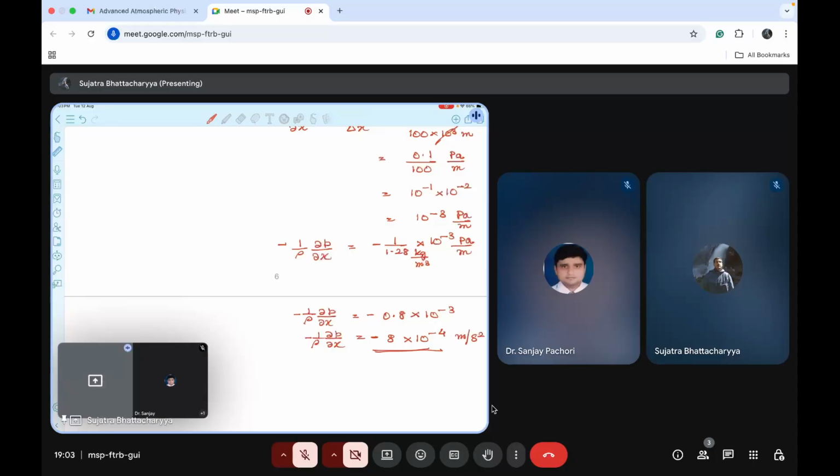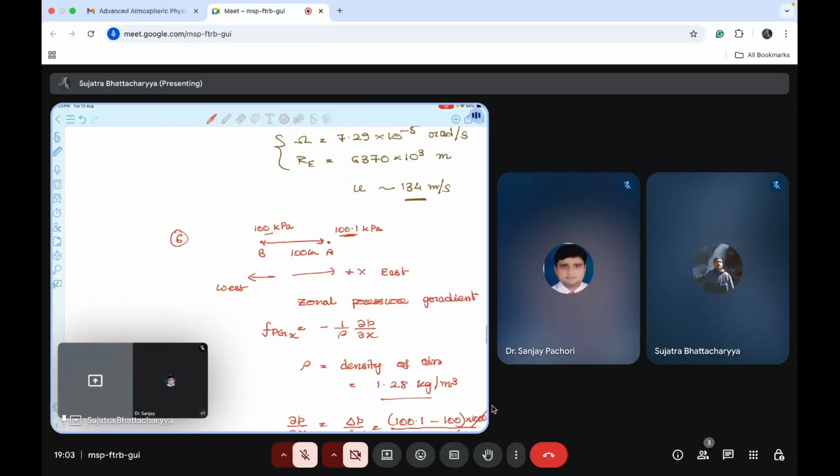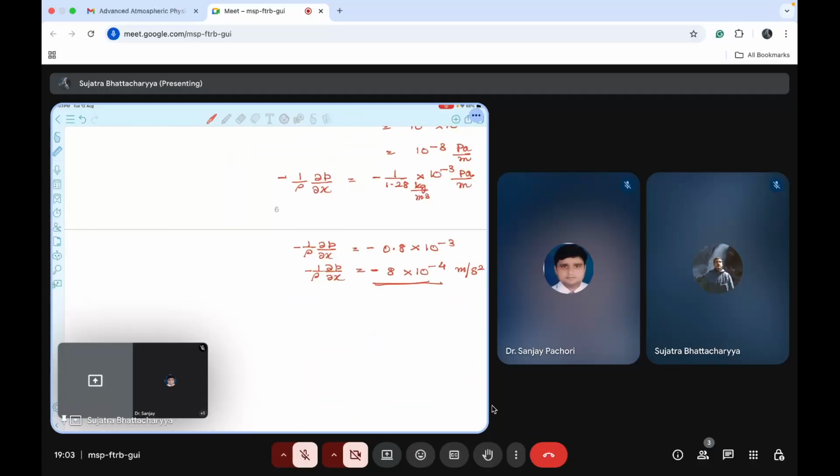But what does this negative sign represent? The negative sign is representing that your pressure gradient acceleration will be in the negative x direction. Why? Because A is at a higher pressure, B is at a lower pressure. So where is the pressure gradient acceleration? It should be from higher pressure to lower pressure, right? The force should act from the high pressure region to the low pressure region, and this direction is negative x. That's why there is a negative sign.